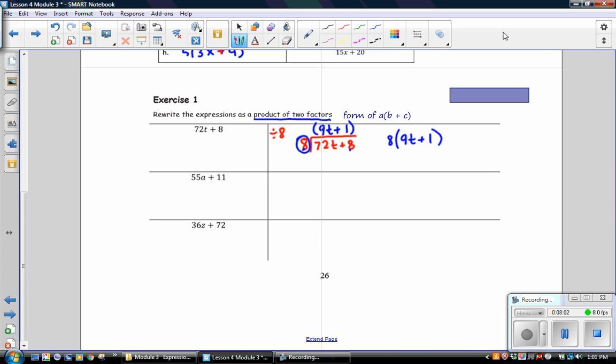Try the next problem. Pause the video, and when you're ready, resume it to check your answer. The answer is 11 times the quantity 5a plus 1.